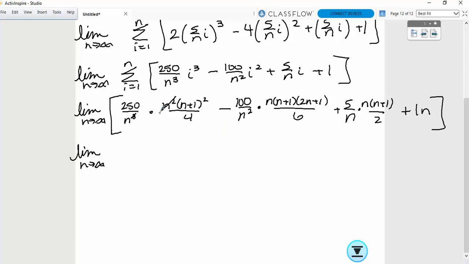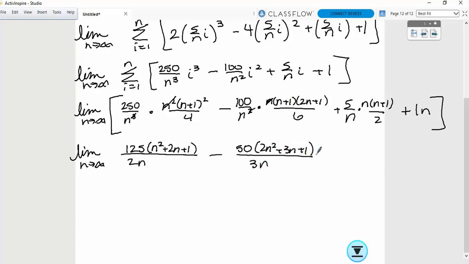And we're looking for anything that cancels, so we could reduce an n squared here. So then 250 and 4, if I divide by 2, we get 125 over 2. If I FOIL that, that's n squared plus 2n plus 1. Here we could go ahead and cancel one of those n's. 100 divided by 6, we could reduce to 50 over 3. If I FOIL those two, here we can cancel an n.